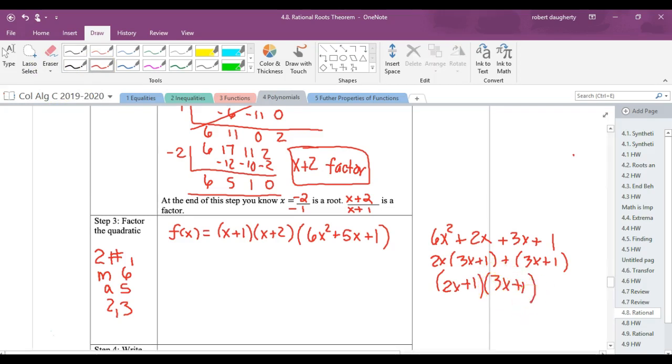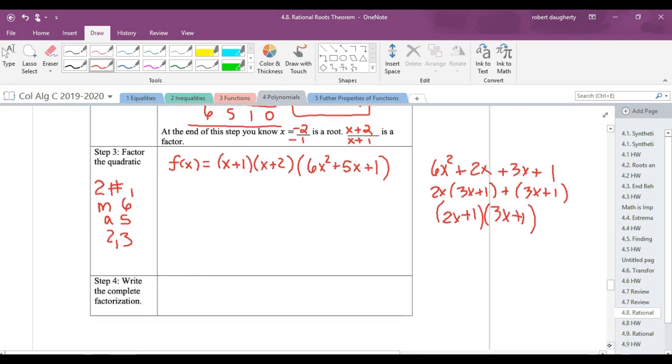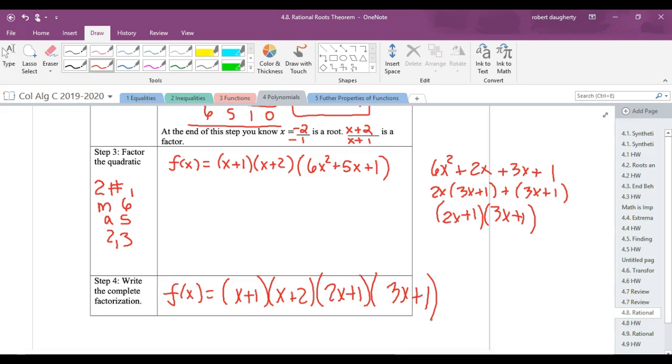So this final answer, after a lot of work, is f of x equal. That's the complete factorization. That's as hard as these guys get, okay? That's a 4th degree. Yes.